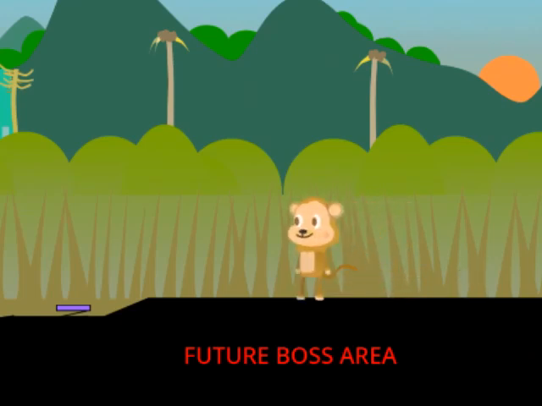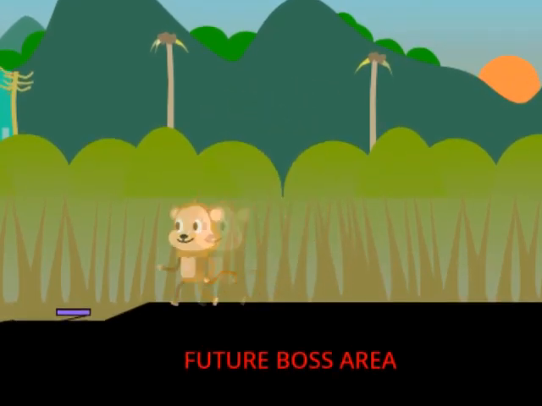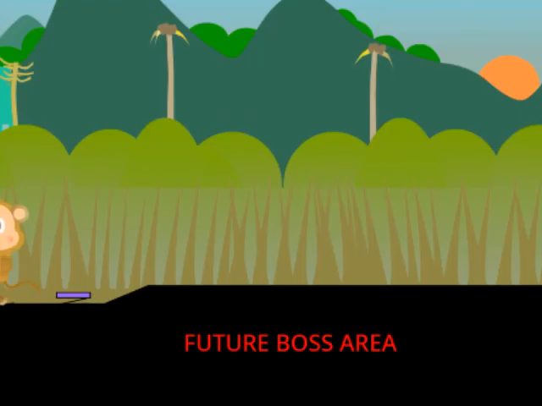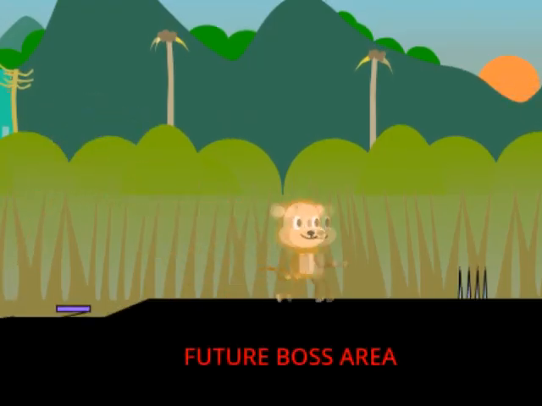Also, something that I coded here is that you can't go back to where you were before, and also a lot of fun to code.